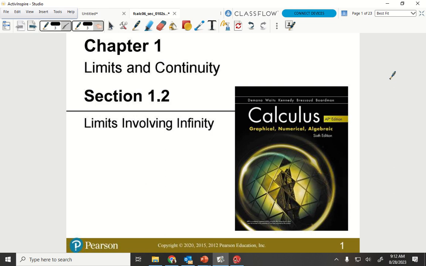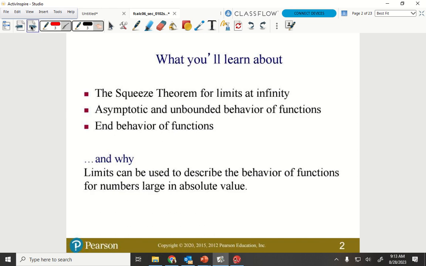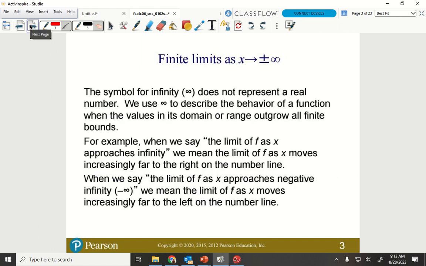Good. All right. Okay, limits and continuity. Limits involving infinity. So we're going to work on to infinity, and beyond. Learn about squeeze theorem for limits at infinity, asymptotic and unbounded behaviors of functions, end behavior of functions. Limits can be used to describe the behavior of functions for numbers large in absolute value. The symbol infinity. Okay, finite limits as x approaches plus or minus infinity.